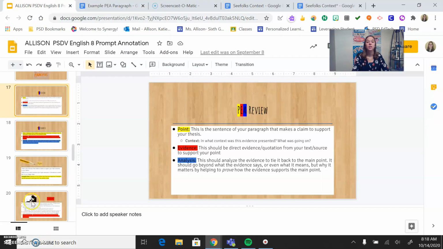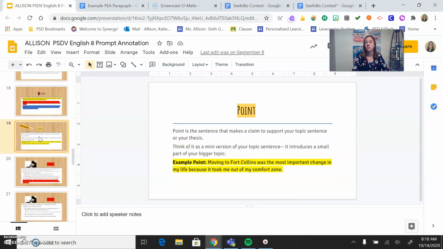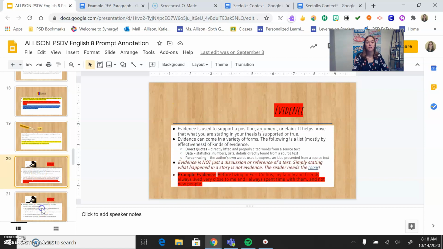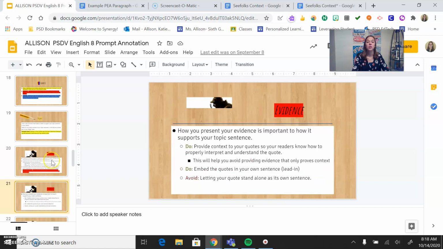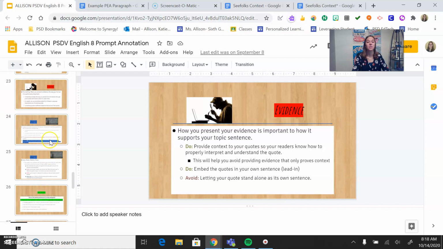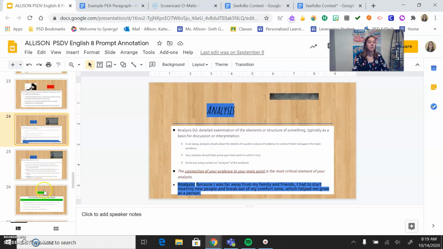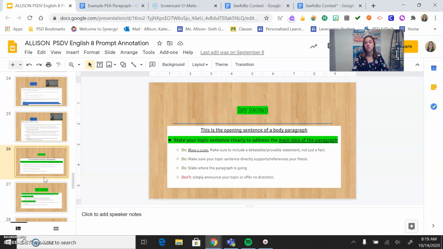You can read this example to help show you what that structure looks like and how the pieces are related. The other thing I want to show you is, in this slides presentation, there are many more slides down here for you that could help you go through. So we have one on point, we have several on evidence, several on analysis, several on topic sentences, and conclusion.